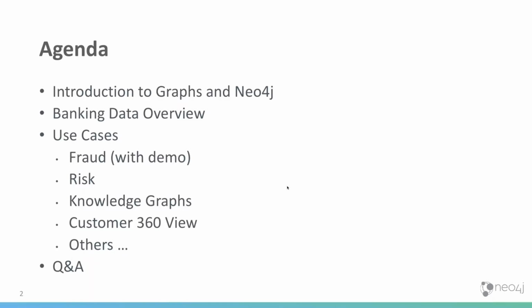First will be fraud, and with that we'll see a demo. Then we'll talk about risk, knowledge graphs, and the customer 360-degree view. In each of those, we'll take a look at a graph put together from the types of data we talked about earlier, and we'll explore how that graph can then be used for each of these particular use cases. And then we'll wrap up with some Q&A at the end.